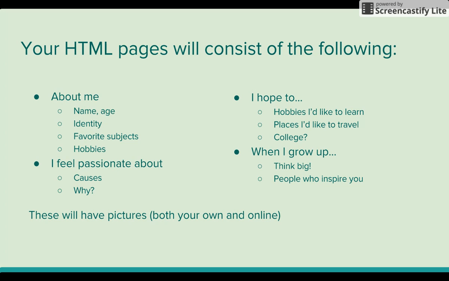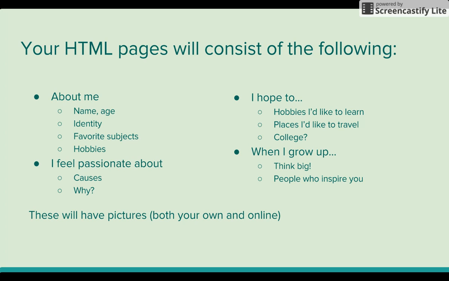And then finally, the fourth slide: when I grow up. There's some overlap with number three, but it could be where you want to go to college, what you want to major in. Maybe you want to be the next big YouTube star and have 5 million followers. It could be whatever inspires you, whatever you think you can do. And you can find pictures and put those on there as well.